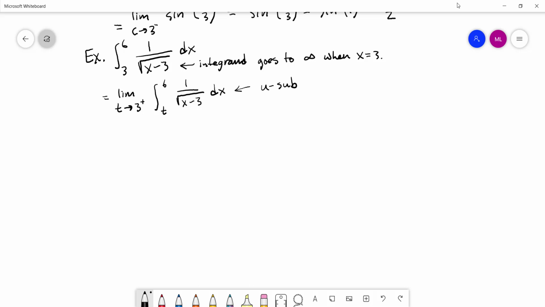So keep that in mind. So I'm going to let u be equal to x minus 3, and that means that du is just simply equal to dx.